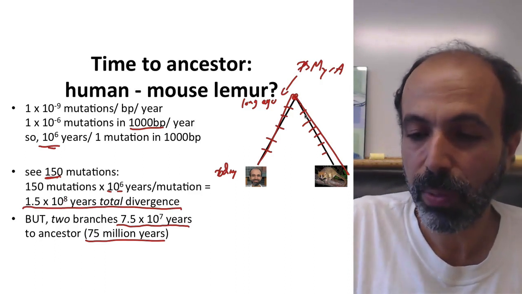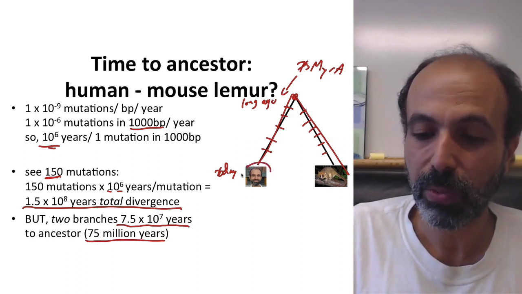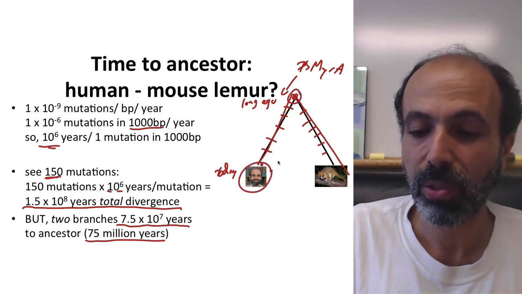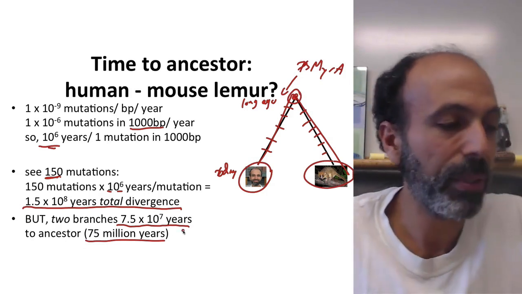We had to divide by 2 because mutations are arising along both lineages. We're not looking at base differences between humans and the ancestor. We're looking at base differences between humans and mouse lemur. That's why we have to divide by 2, and therefore we get 75 million years.